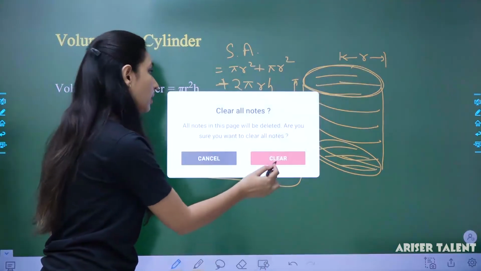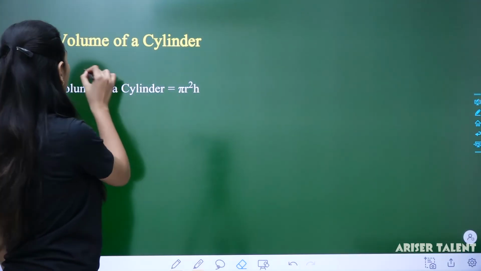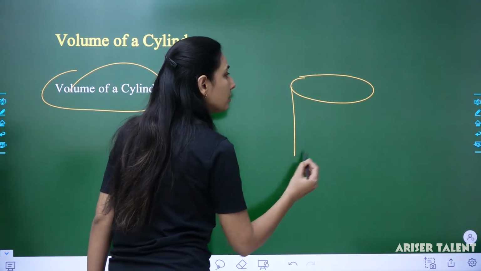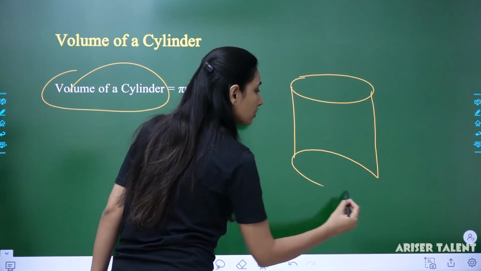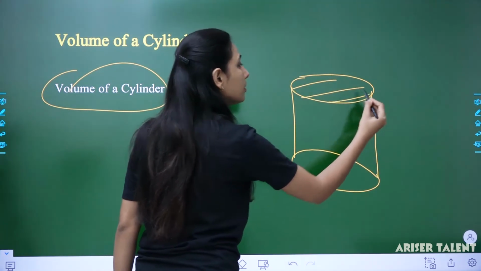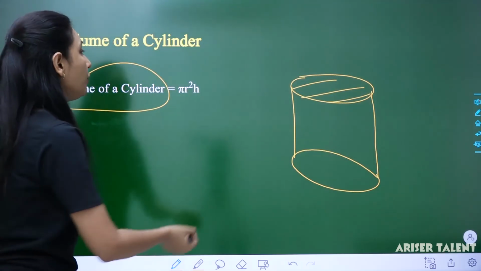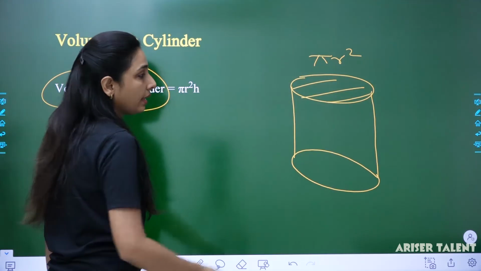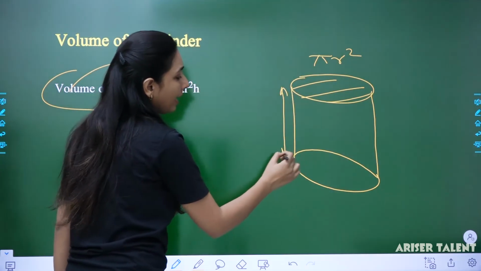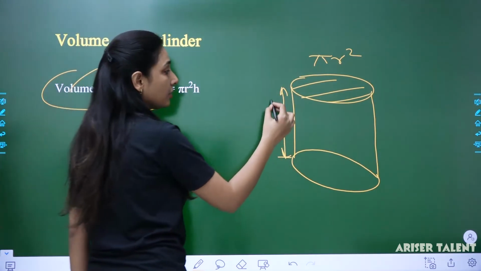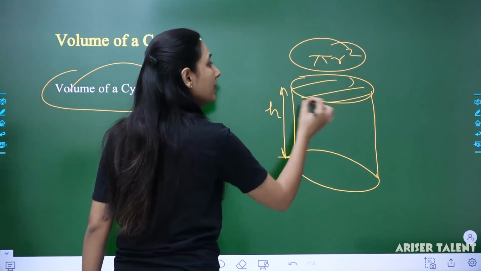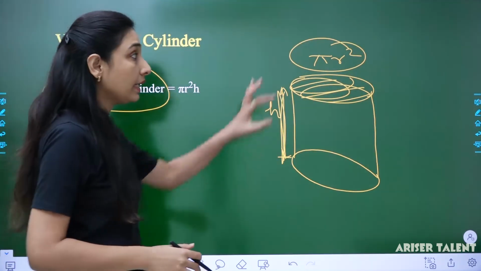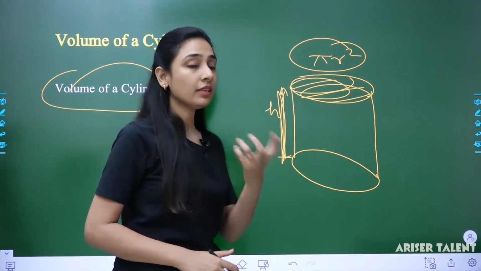Okay, now for the volume of the cylinder, what is the area of it? The area of it will be pi r square, and we have a height h here. So if we multiply this complete area by this height, that will give us the volume, the area multiplied by height, giving us cubic units.